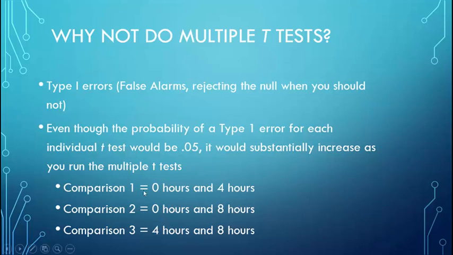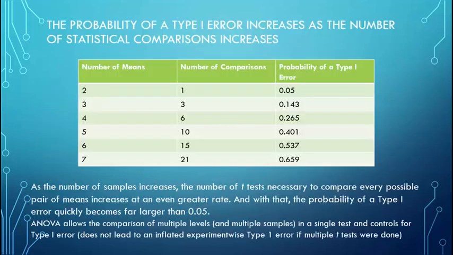But the problem is that each time we do a t-test, we have a type 1 error rate of 0.05. There's a 5% chance of making a type 1 error for the first comparison, a 5% chance of making a type 1 error for the second comparison, and a 5% chance of making a type 1 error on the third comparison. So if you were to test all of these different possible combinations, you inflate or increase your type 1 error rate.